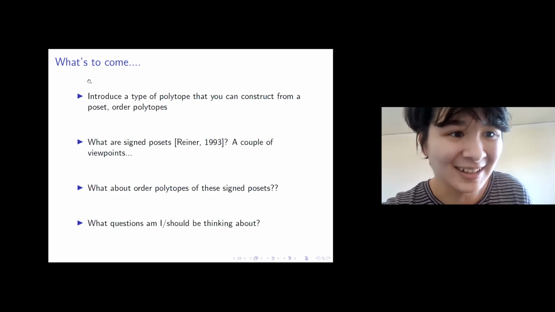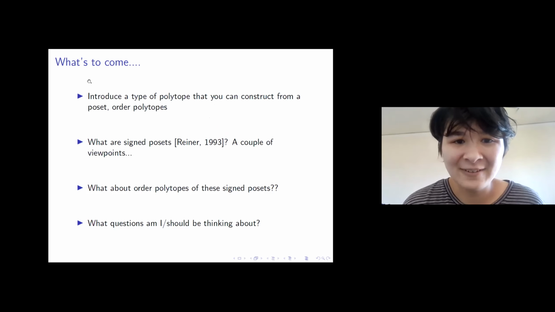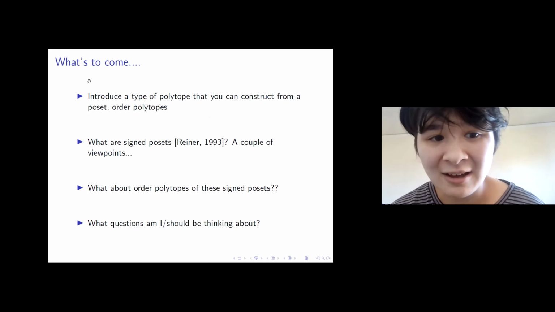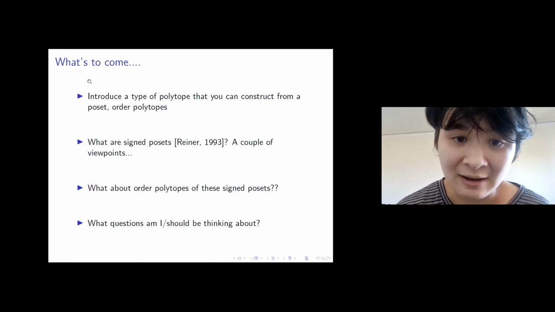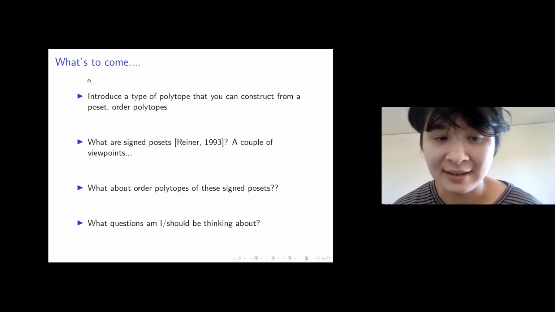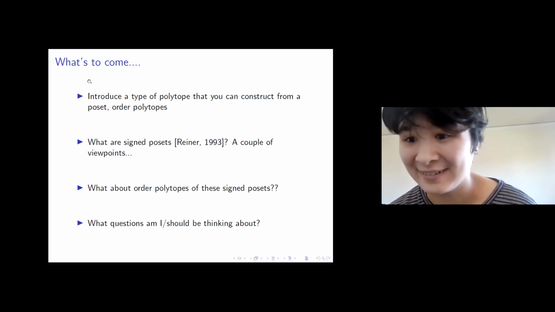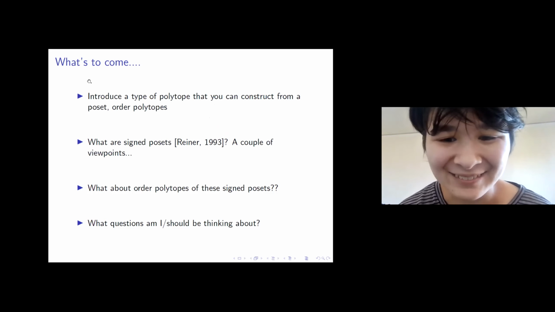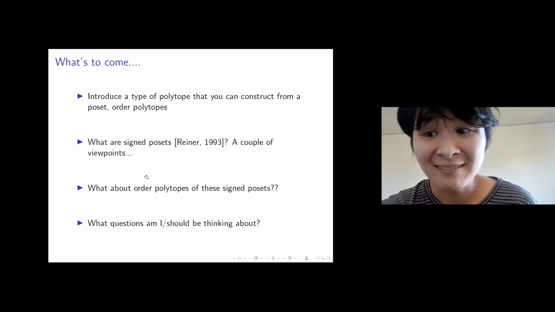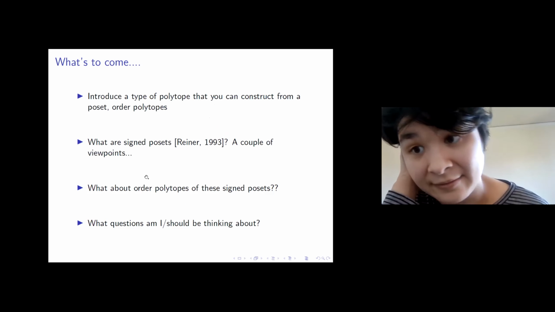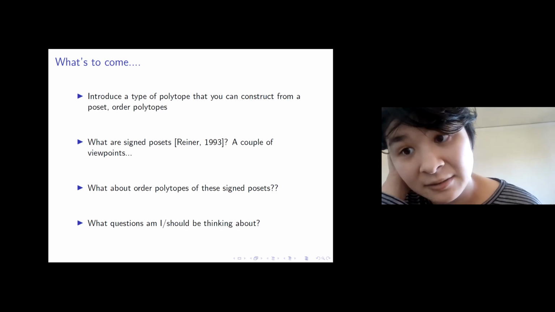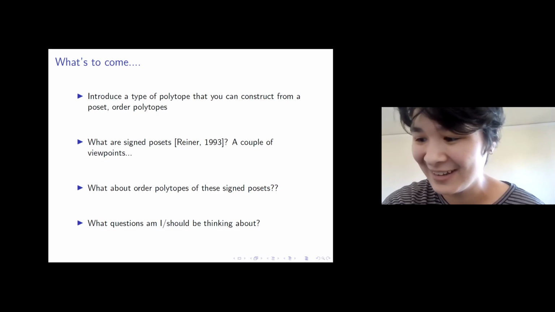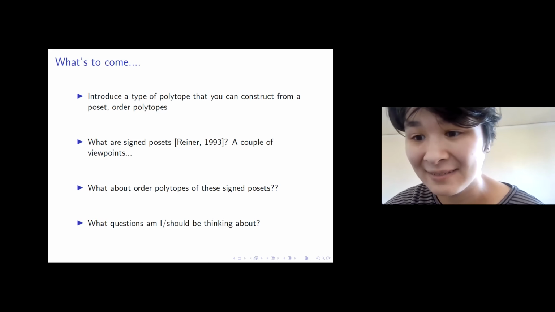So I just want to go over a little bit about what's to come. First I want to introduce what an order polytope is. Then I want to talk a little bit about what signed posets are, which Reiner introduced in 1993. I know that some of you are Reiner students, so you might be more of an expert on this than I am. So I'm excited to hear your input. Then I want to talk about how I constructed order polytopes of these signed posets. And then what questions should we ask about these structures now that we've created them? Have we just created them for no reason, or are there certain questions we can ask about them?